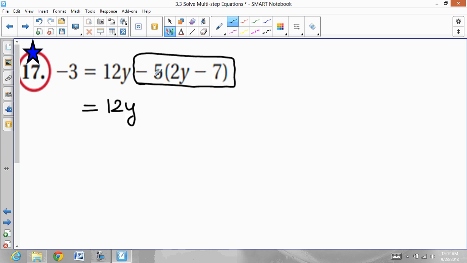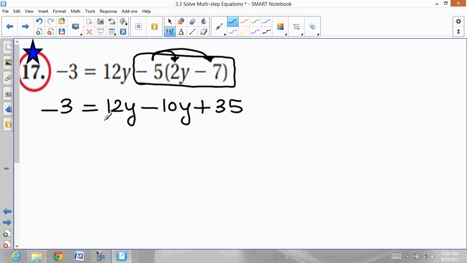The distributive property is something you need to recognize. It does come with practice, so please make sure that you do what I'm doing. Negative 5 on the outside multiplies 2y to give you negative 10y. Negative 5 on the outside multiplies negative 7 on the inside to give you positive 35. And on the left side, you have negative 3.